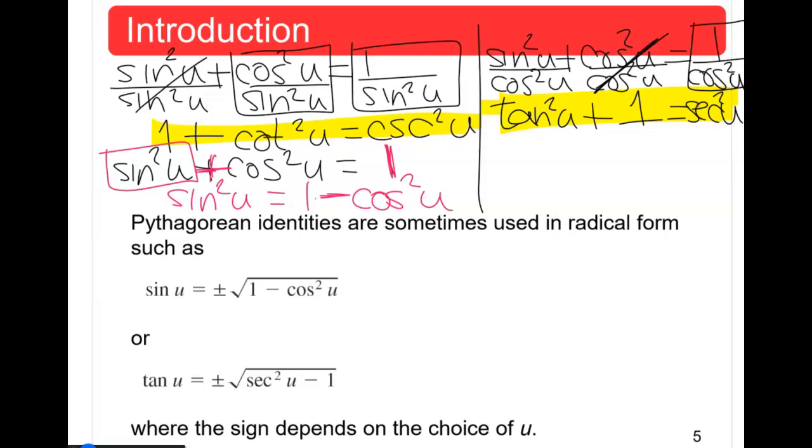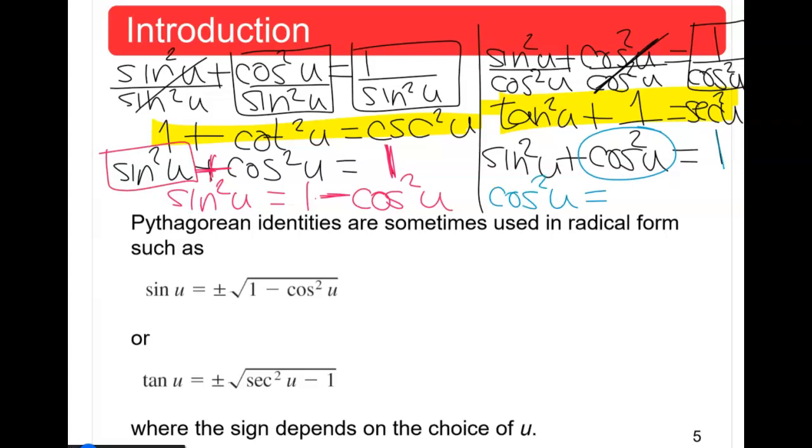So now let's do the same, but in this case, we want to solve for cosine square of u. So I'm going to start again by rewriting the original Pythagorean identity, and now I want to solve for cosine square. So cosine square of u is going to equal 1 minus, because the sine square has an invisible positive sign in front of it, so minus sine square of u. Okay, so those could be very helpful as well, and they are just variations of the Pythagorean identity.